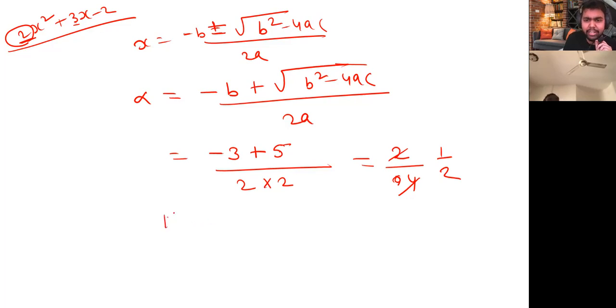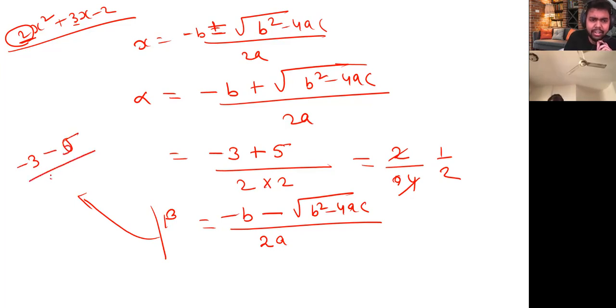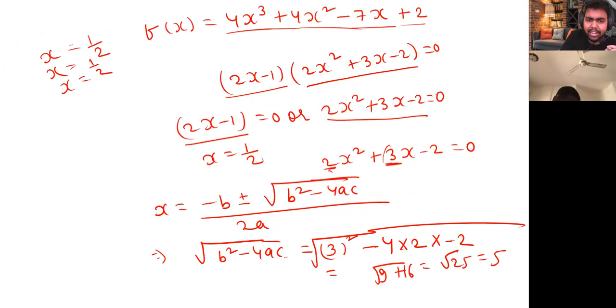Find the last one, beta. So how would I find beta? I would take minus here: minus b, and instead of plus, one time I take minus root over b square minus 4ac divided by 2a. 2a would be just 2 times 2 again. Now I am solving this one. Minus b would again be minus 3, and minus 5, divided by 2 times 2. So minus 8 over 4, that means minus 2. So I got the solutions. One solution was 1 by 2, and the last solution which I have is minus 2.